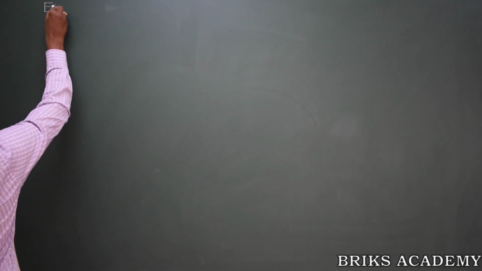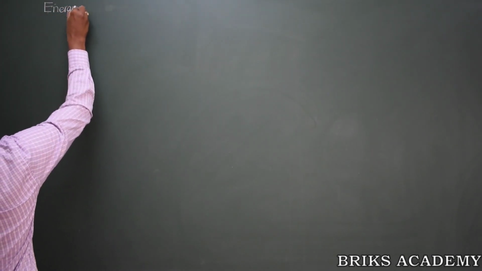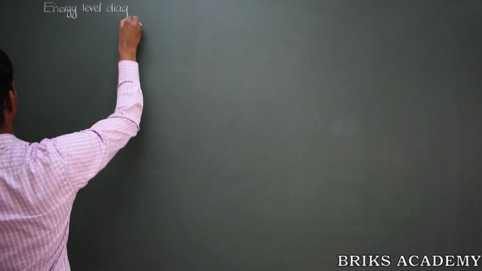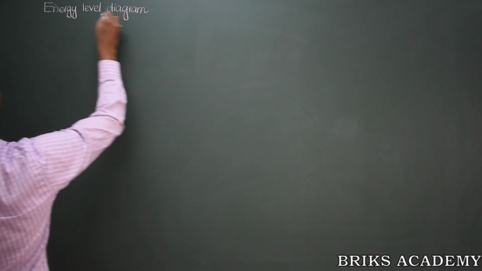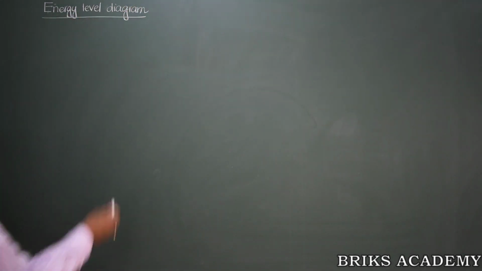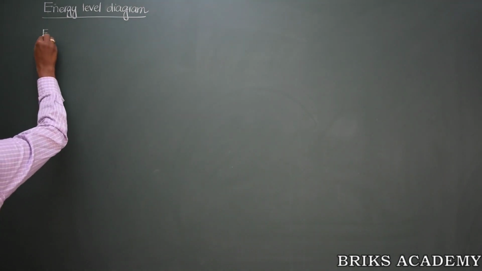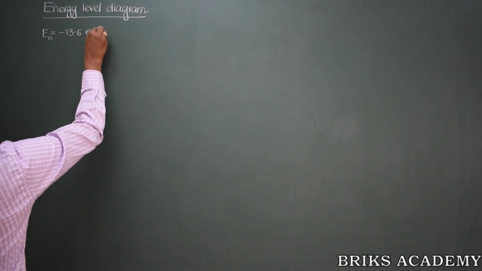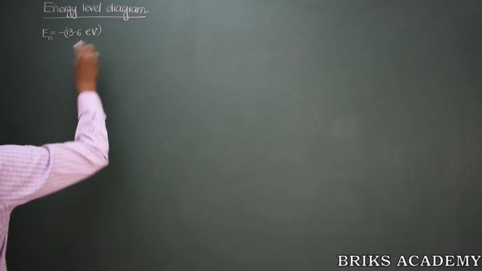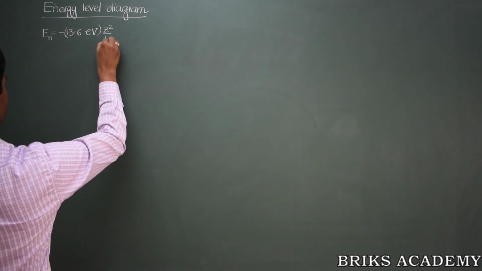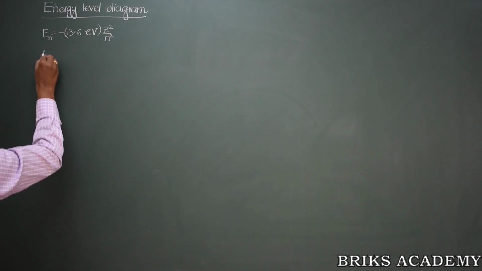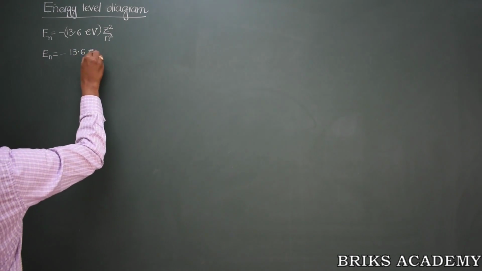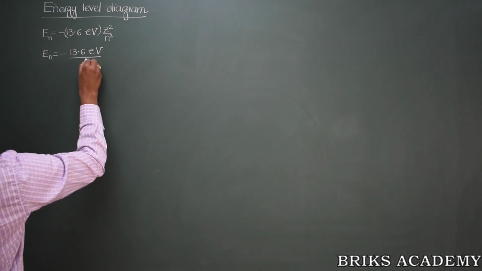Energy level diagram. We know the energy of an electron in any orbit is minus 13.6 electron volt Z square divided by n square, and for the hydrogen atom we know that En is equal to minus 13.6 electron volt divided by n square.